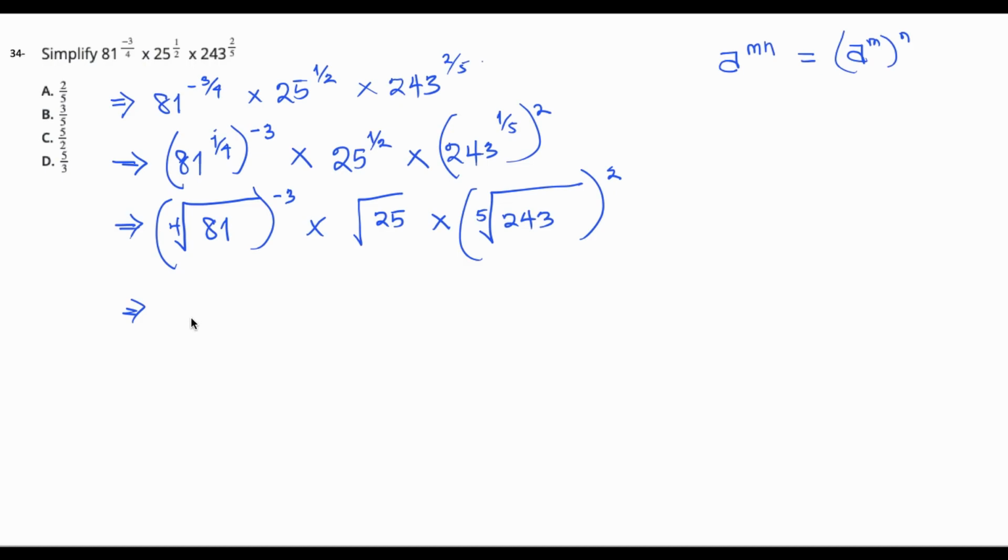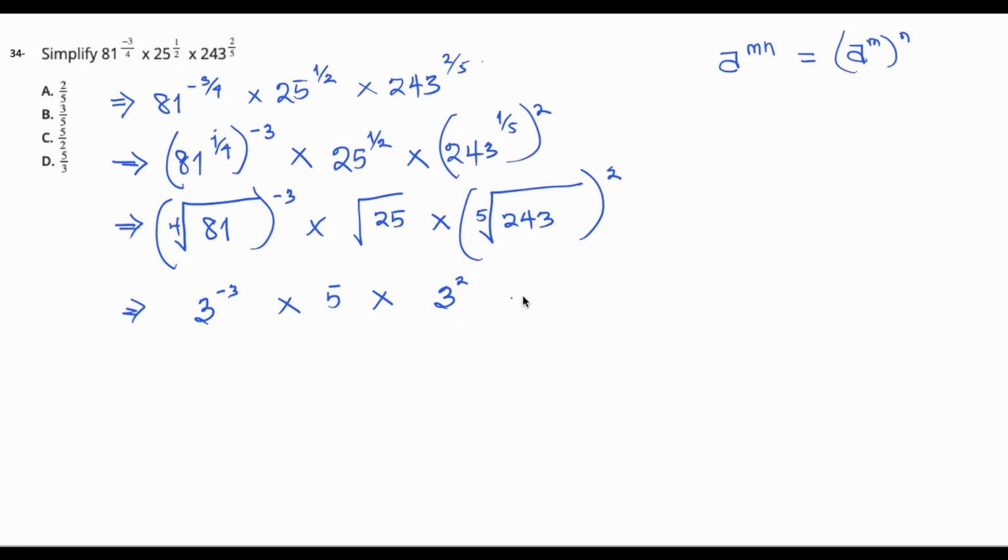So the fourth root of 81 is equal to 3 raised to power minus 3, multiplied by the square root of 25 is 5, and the fifth root of 243 is 3 raised to power 2.